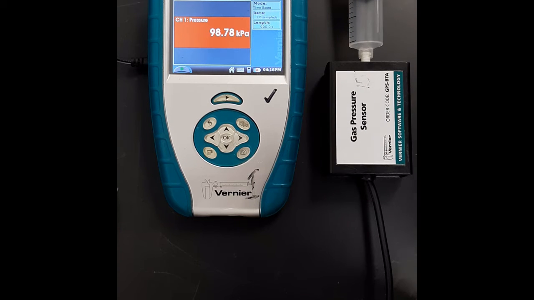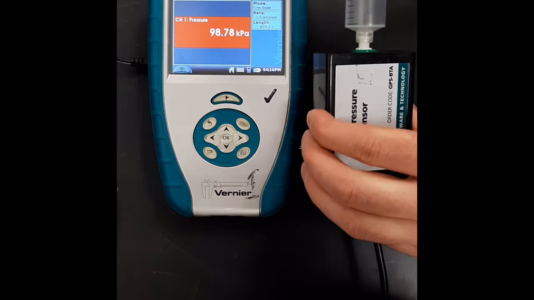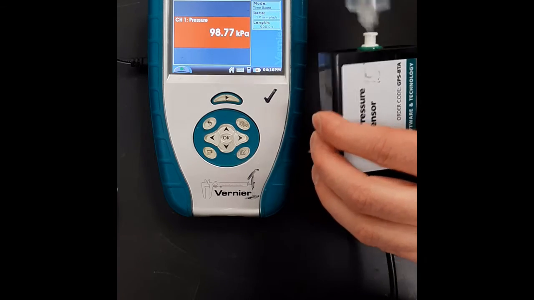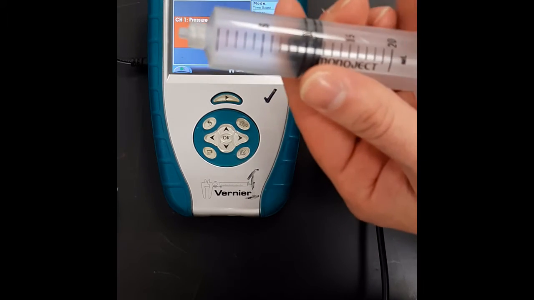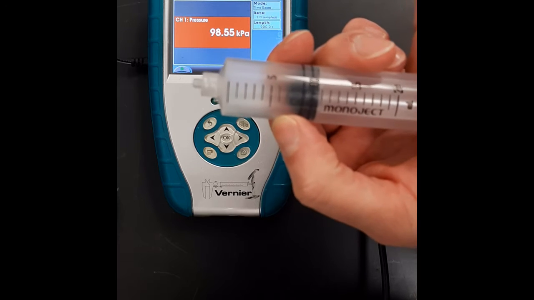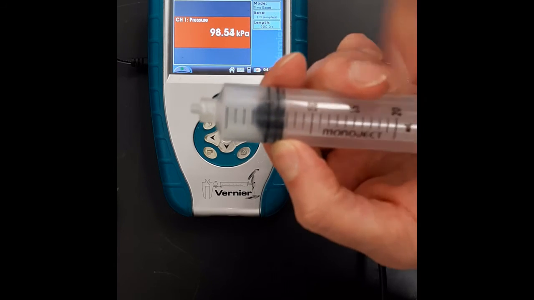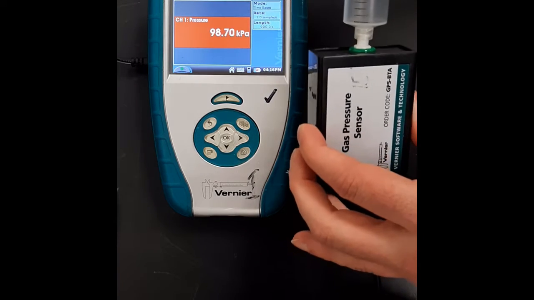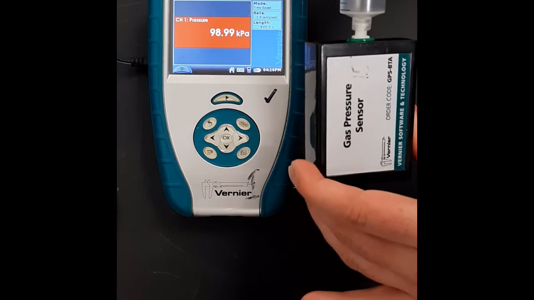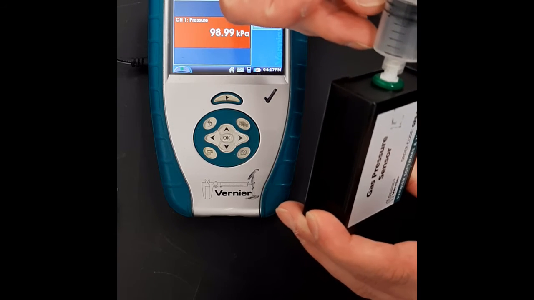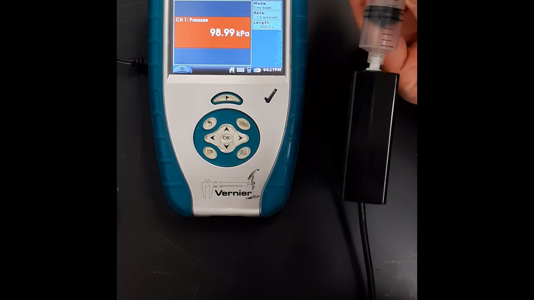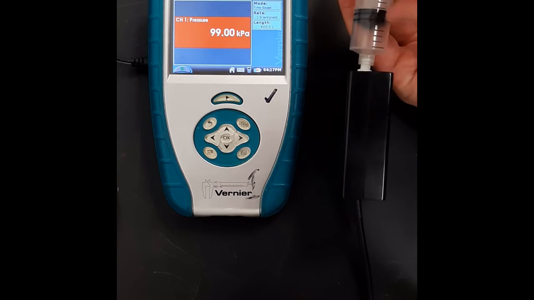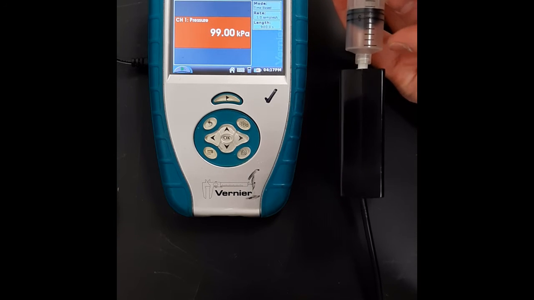And the pressure is going to be 98.78 kPa, kilopascals. So I'm going to disconnect this, and decrease it to 5 milliliters. So what we have in here is 5 puffs of air. I'm going to connect it to the gas pressure sensor. So in this volume, there's 5 puffs of air, but I want to know how much pressure is going to be in here when it's at the same volume as before.